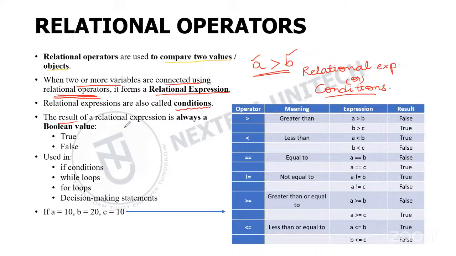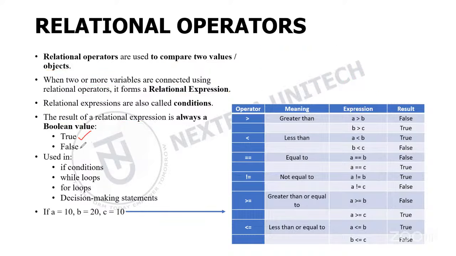The output of a relational expression will always be a Boolean value. Boolean means what? True or false. So the result of a relational expression will always be a Boolean value, which is true or false. And these relational expressions and operators are mainly used in if conditions, while loops, for loops, and decision making statements, like in if. So if a is greater than b, then we will print something, like a is the greater number, a is largest. We'll print that way, right?